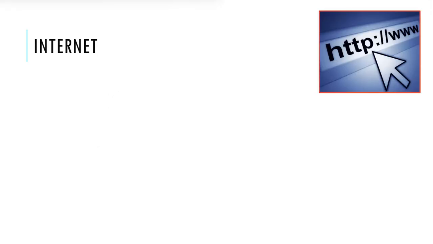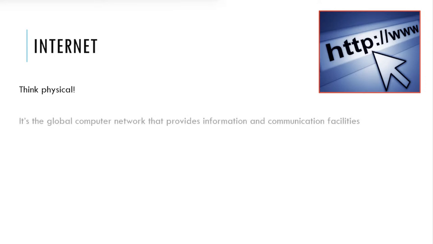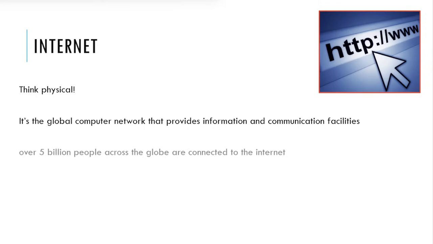So when we talk about the internet, I want you to think physical. Cables, routers, optical cables, different hardware, hub switches, you name it. Network interface cards, wireless access points, think physical. Okay, it's the global computer network that provides information and communication facilities. So over 5 billion people across the globe are connected to the internet. And that is through a range of different things. That might be through your mobile data connecting to masts. It could be satellite data, and it could be ground data, so through cables.